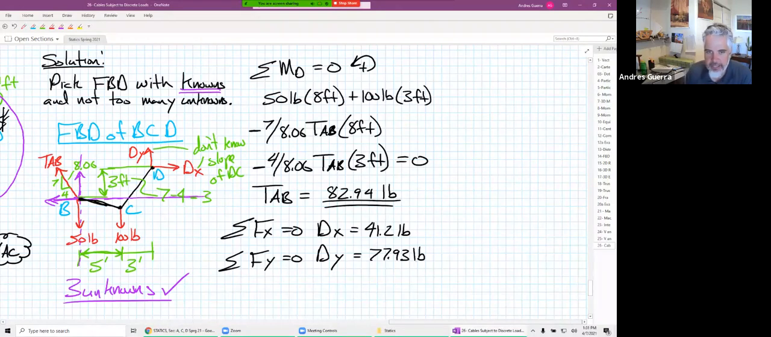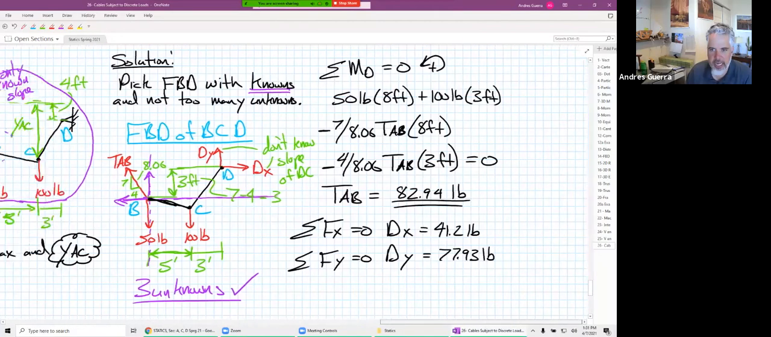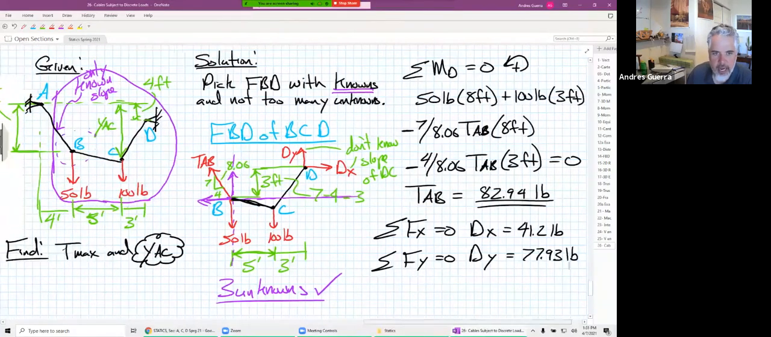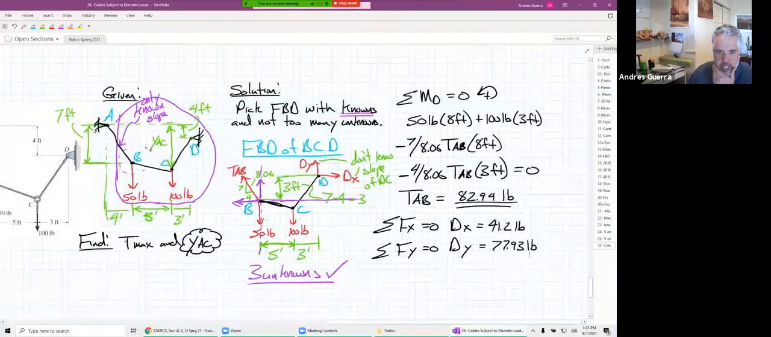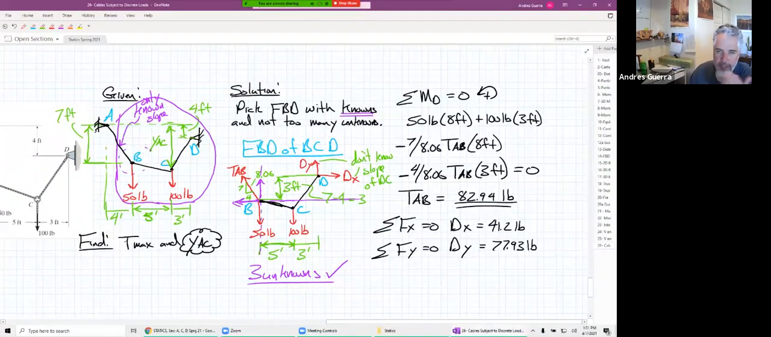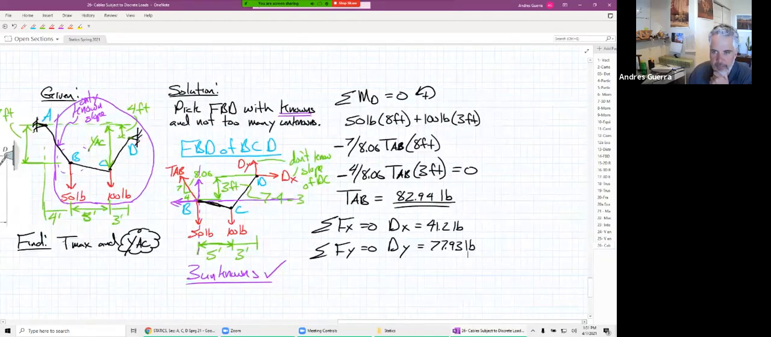But what are they asking us to find? They're asking us to find that YAC, and they're also asking us to find the maximum tension. Well, is AB the maximum tension, 82.94? Is that our maximum tension in our cable? Well, if it's the steepest one, it is, but we don't know what the slope of C to D is, do we? So we need to find what's going on right there at C to D.